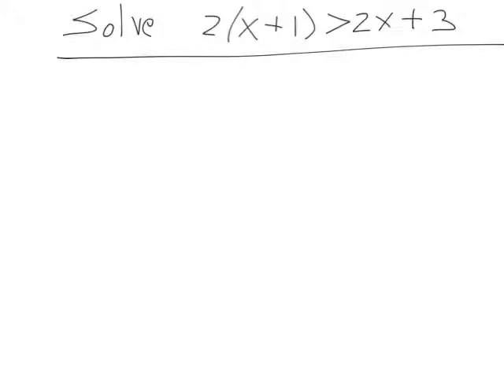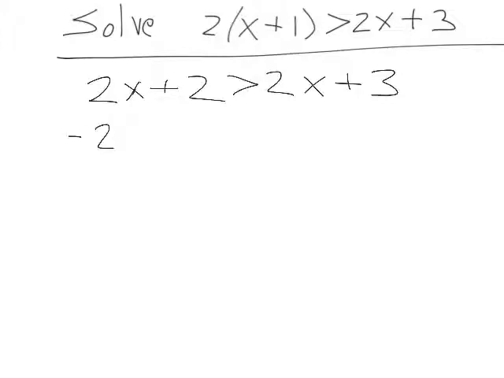So I'll put in another example here so I can show you what happens if you get one that doesn't have any solution. So if we want to try to solve this inequality, 2 times x plus 1 is greater than 2x plus 3. Well, we start the same way. We'll distribute the left-hand side, and we'll have 2x plus 2 is greater than 2x plus 3. So if we subtract the 2x from both sides, we're just going to have 2 is greater than 3. But this is false, right? 2 is never greater than 3.